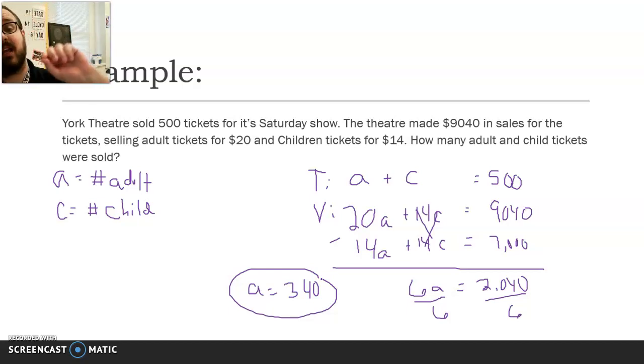So I need to plug it back into one of my equations to find the number of children. I'll put it back in the original equation. Normally, the total equation is going to be easier when you plug it back in because it's pretty much always going to be variable plus variable equals number. Okay, so we'll plug that back in here.